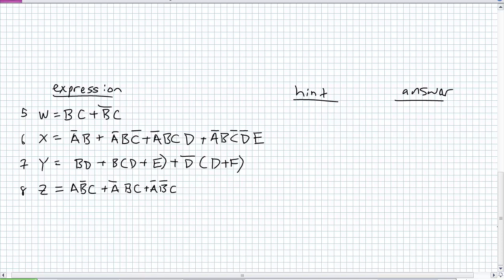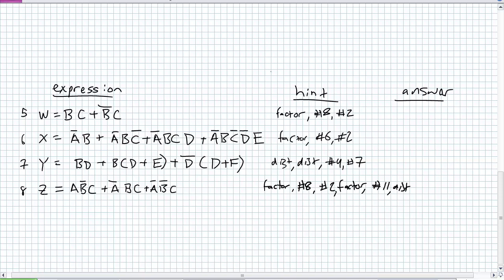Pause the recording, because I'm going to give you a hint. Try to do it without the hint. And if you can't do it, try to do it with the hint. Ultimately you should be getting the answers that I write down. So here I'm going to go ahead and write down the hints. Try 5 by yourself, try 6 by yourself, 7 and 8 before you look at the hints. Okay, so here's the hints.